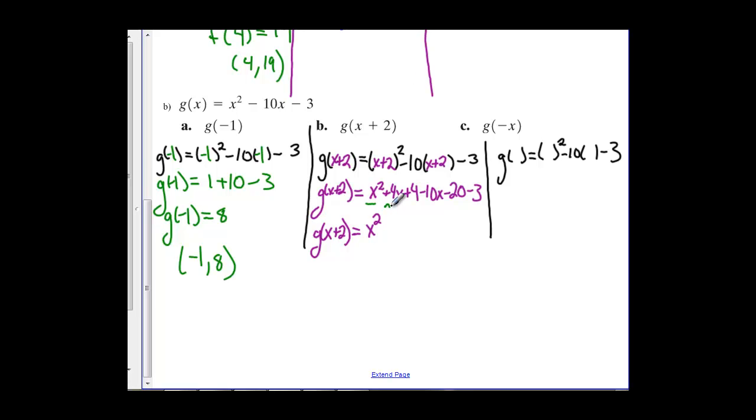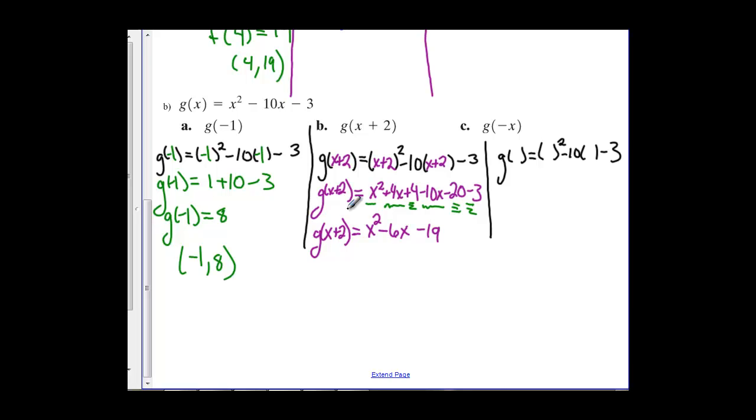All right, so we got this one taken care of. But now we need to get the x's together. So I got 4x and minus 10x. Minus 6x. Okay, and then we've got the 4, the negative 20, and the negative 3. Negative 19? We all in agreement? Okay. So this one's not going to have coordinates, but you could graph the x squared minus 6x minus 19. This would be a parabola because of the x squared. And this g of x plus 2, the g of is like your y.